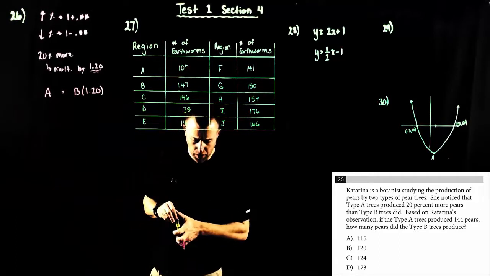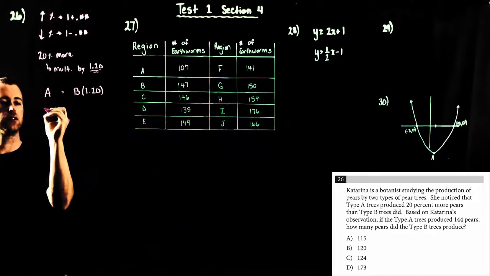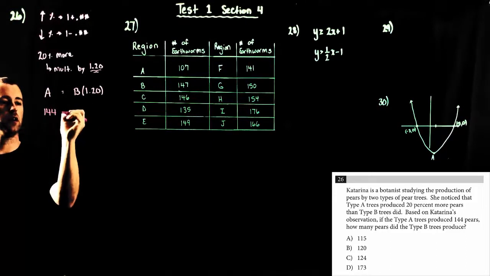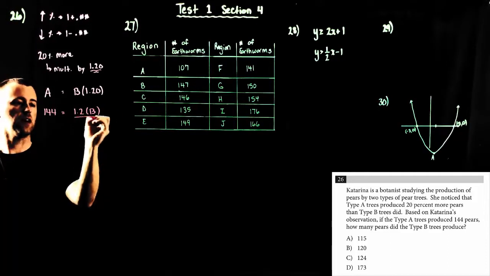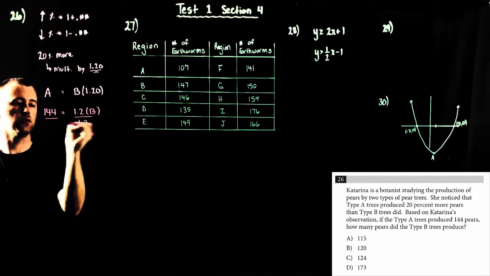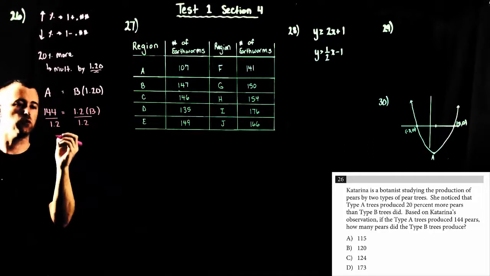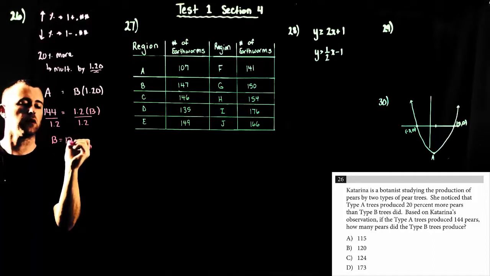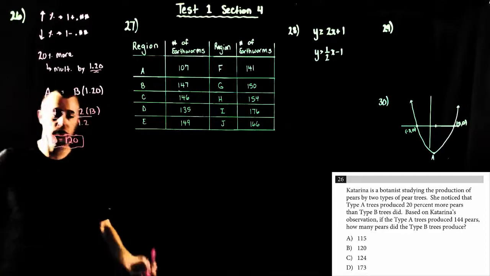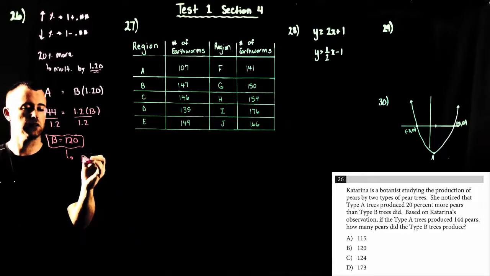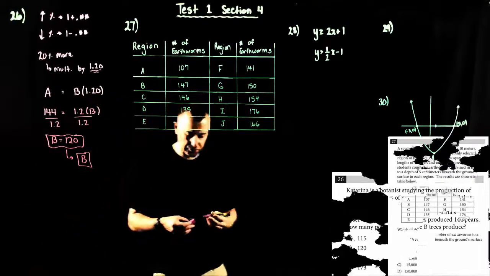And they're telling you type A trees produce 144 pears. So I know that A is going to be 144. And that equals 1.2 times B. So I'm just going to divide both sides by 1.2. And then when you divide that, you're going to get B is equal to 120. So we're looking for the answer 120, which is going to be B. That's convenient. So number 26 is going to be B.